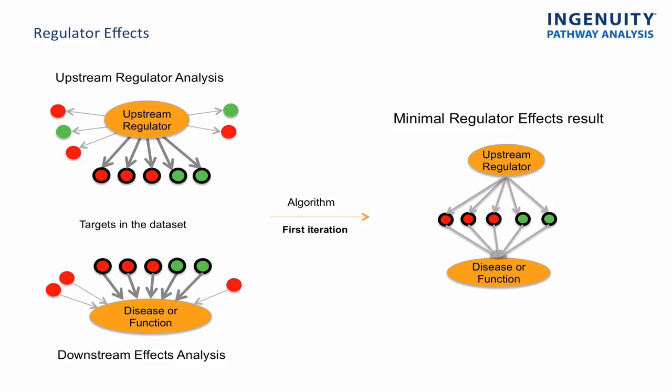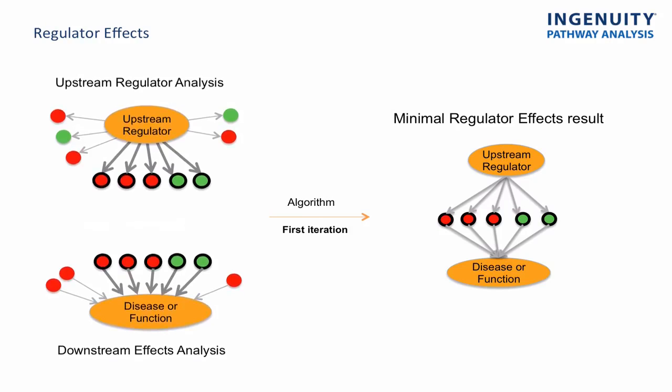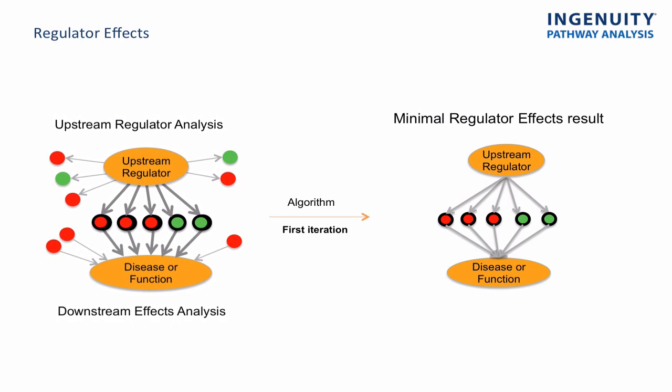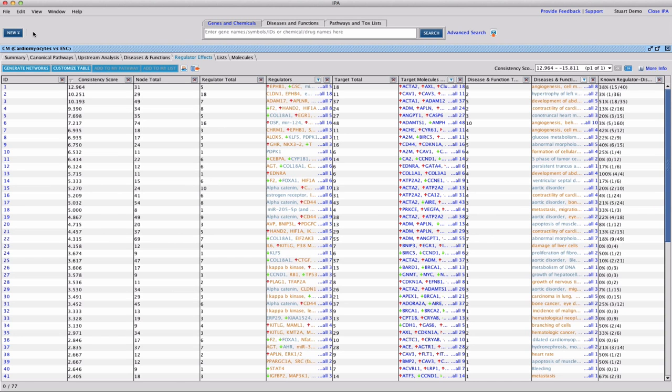The algorithm works by finding statistically significant and causally consistent intersections between upstream and downstream regulatory networks as shown in this diagram. IPA then annotates the constructed networks with known relationships between the upstream regulator and the downstream disease or function if they're known. A new Regulator Effects tab in IPA shows the results.